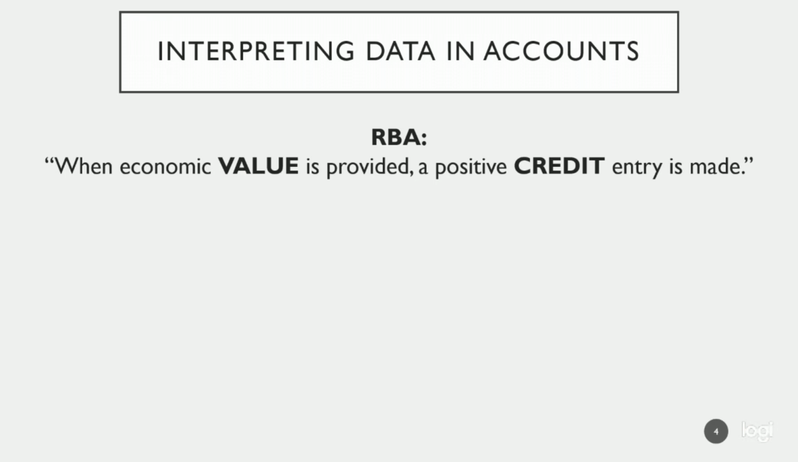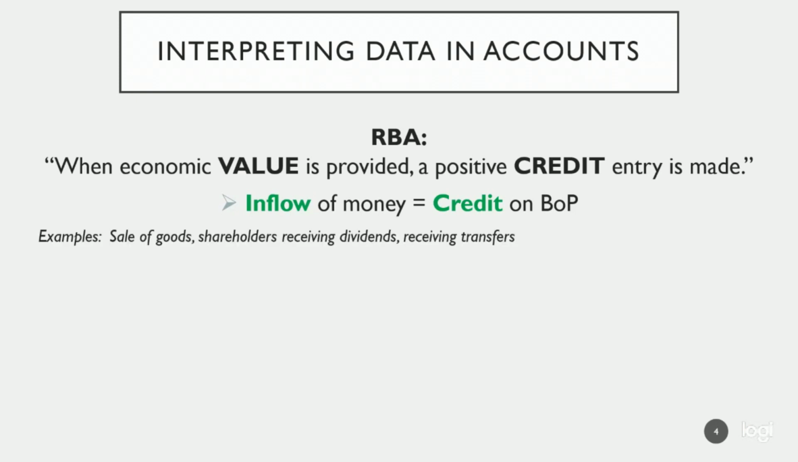What we need to do is know the difference between a credit and a debit entry. Simply put, if you're seeing a credit entry in an account in the balance of payments, that's representing an inflow of money, or you can interpret it the same way the Reserve Bank of Australia does, and they say when economic value is provided. And in return, obviously there's going to be an inflow of money. Examples could be the sale of goods, shareholders receiving dividends, or us receiving transfer payments.